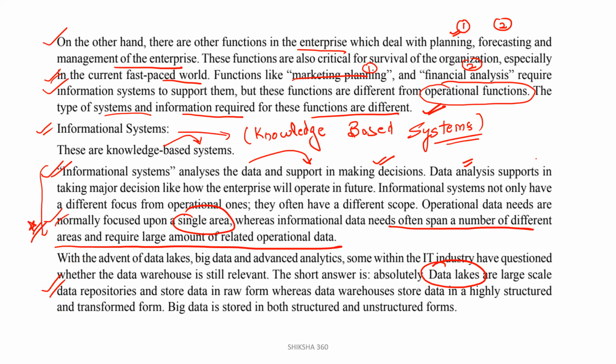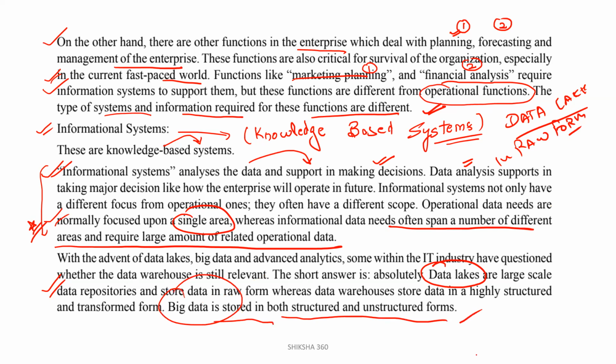So please remember that a data lake stores the data in the raw form and a data warehouse stores the data in a highly structured and transformed form. Big data is stored in both the structured and unstructured form.